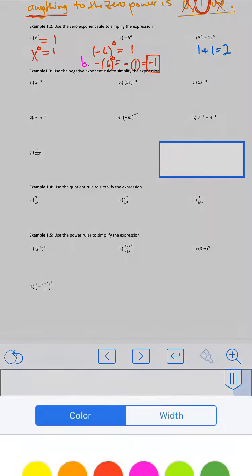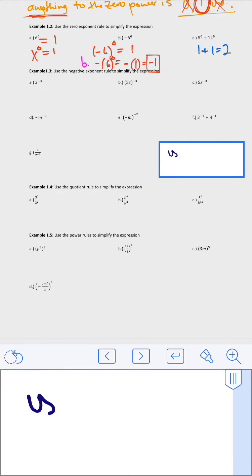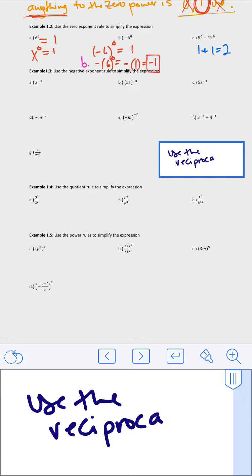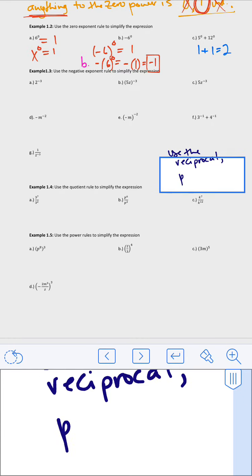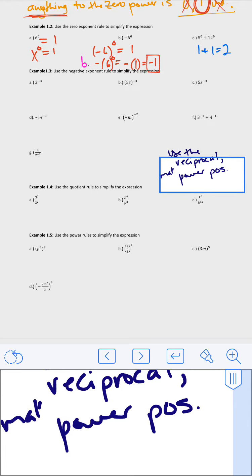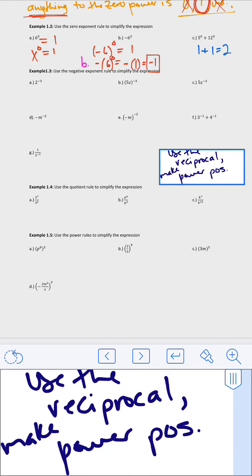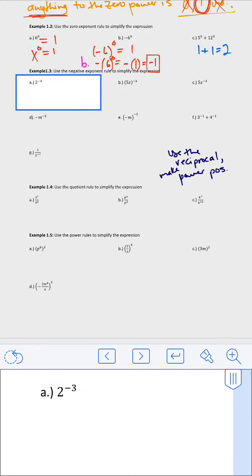So we're going to write this down here in this little spot. Use the reciprocal and make the power positive. Make power positive. Okay, so that's kind of how you use the negative exponent rule. You're going to take the reciprocal and make the power positive. So let's look at this first one, 2 to the negative third. Well, what would be the reciprocal of 2 to the negative third?